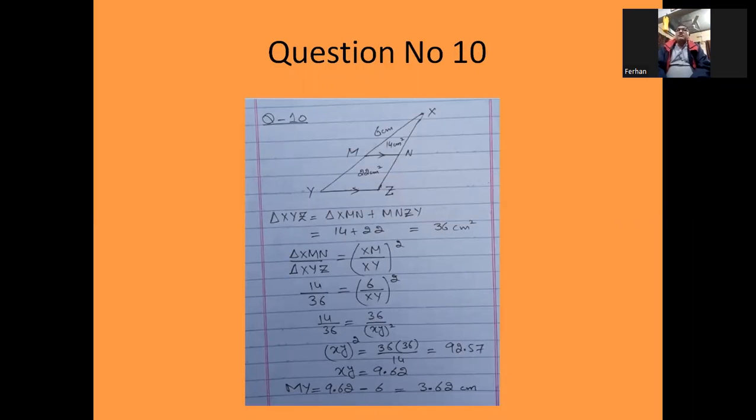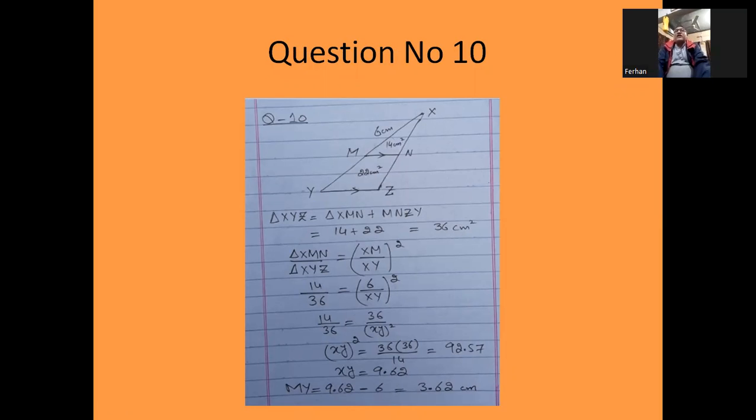So the big triangle XYZ will be equal to the area of the triangle XMN plus the trapezium MNZY. So it will be 14 plus 22, and that will be 36 centimeter square.